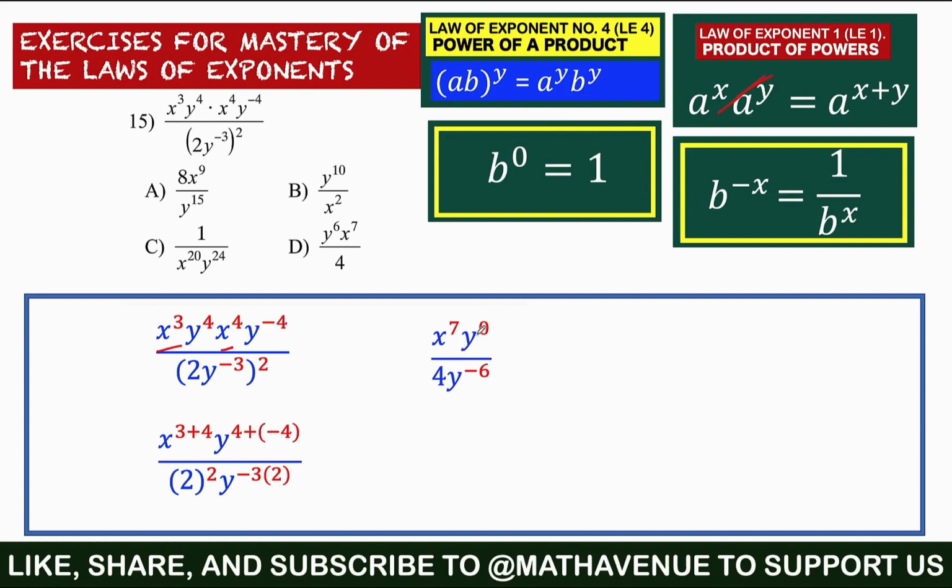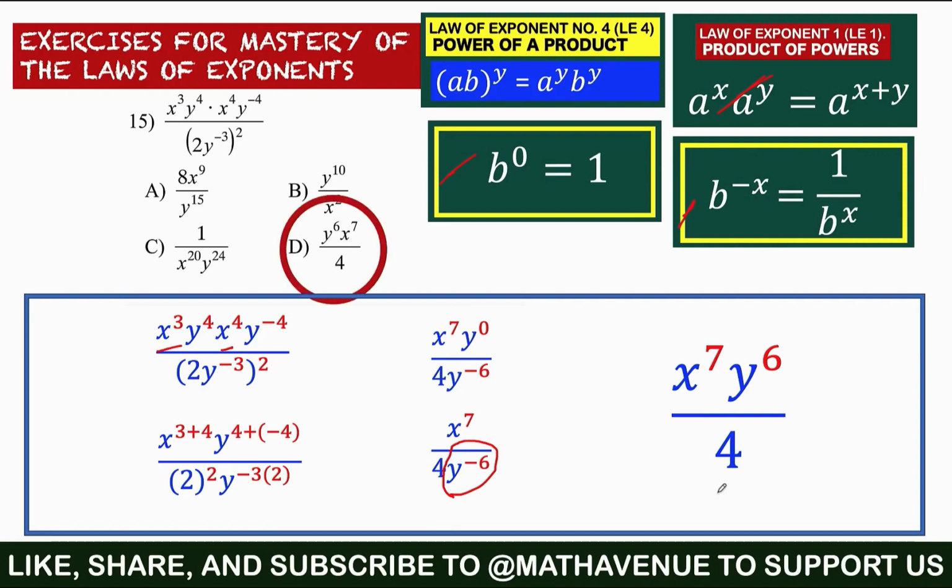Now you have a 0 exponent here, so it's an application of this. This is now what happened. Then you have a negative exponent here, which we can write in the numerator, which is an application of this. So the result would be like this. Notice that the negative 6 exponent is only for the y. It does not include the 4. So the 4 remains in the denominator. And so our answer is letter D.